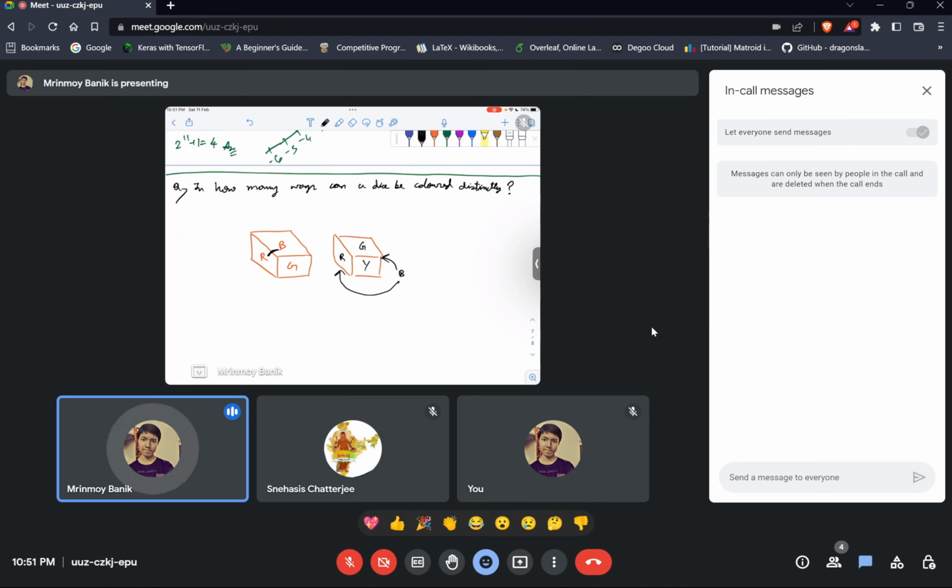So we have to find the number of possible colorings of a die. We will formally start combinatorics maybe from next week. Today, let's start off with this exercise as an introduction. I mean, this is not that easy.